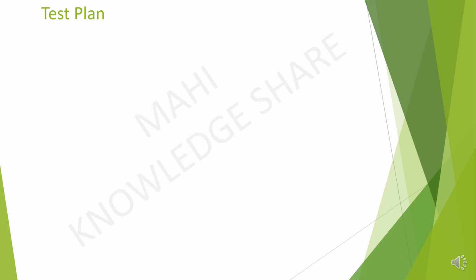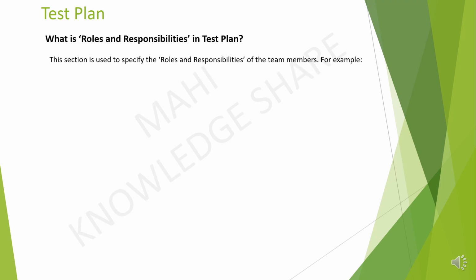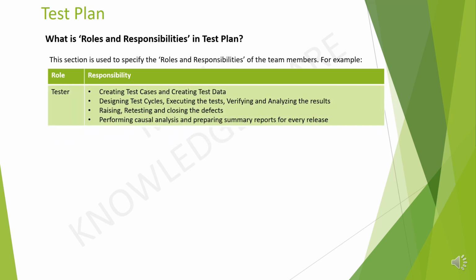Roles and responsibilities section in test plan document. This section is used to specify the roles and responsibilities of the team members. For example, tester. The responsibilities include creating test cases and test data, designing test cycles, executing the test, verifying and analyzing the test results, raising, retesting and closing the defects, performing causal analysis and preparing summary report for every release.